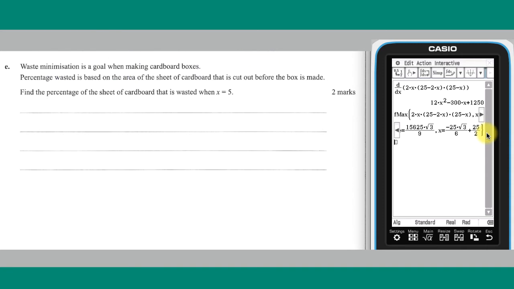Part E. The percentage waste is the area of the four 5 cm by 5 cm cardboard squares expressed as a fraction of the area of the 50 by 25 cm cardboard sheet. This fraction can be simplified to 4 over 50, which is equal to 8%.